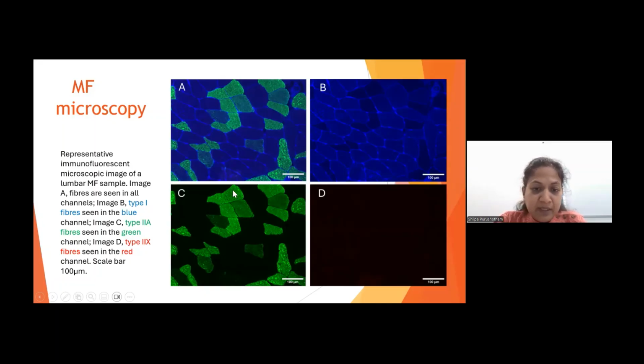And in image C, you can see green fibers. These are the type 2A fibers. And in image D, this is the red channel. And we are supposed to see type 2X fibers, which are the fast glycolytic fibers. And obviously, we do not see any fiber in this figure. That's because they were hardly present in many of the samples.